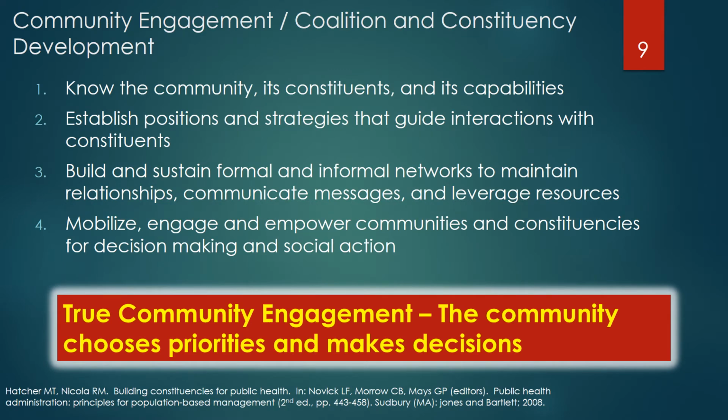Hatcher defined 4 constituency and community engagement development practice elements, including 1. Know the community, its constituents, and its capabilities. 2. Establish positions and strategies that guide interactions with constituents. These first 2 elements translate into a facilitator spending significant time with community members to develop relationships, to understand their perceived needs, and determine if the community is a reasonable candidate for a community engagement or coalition building process.